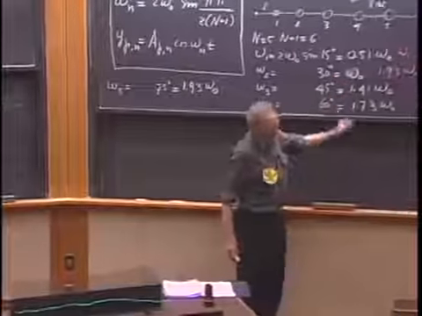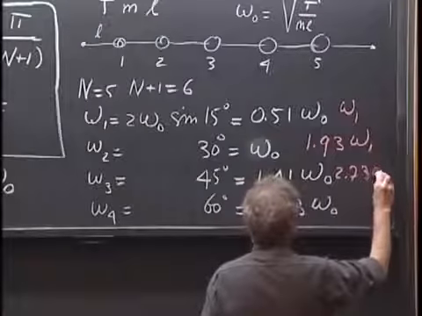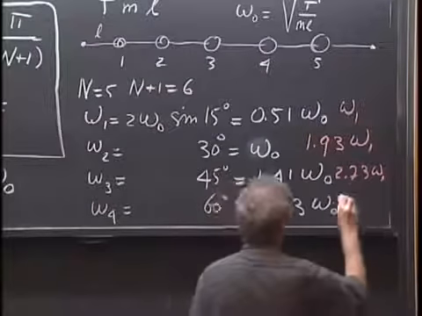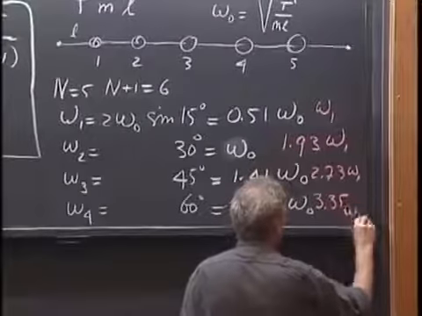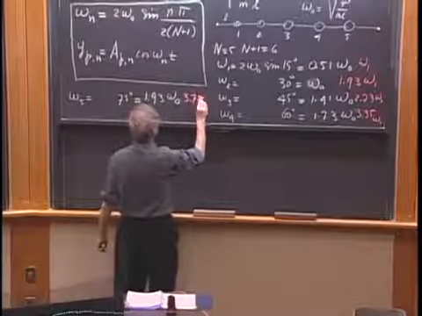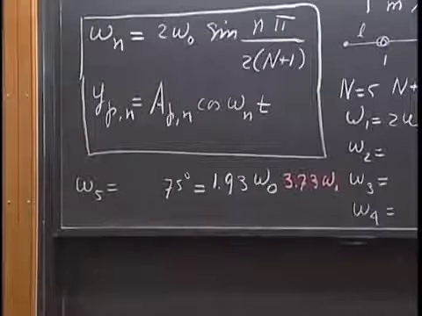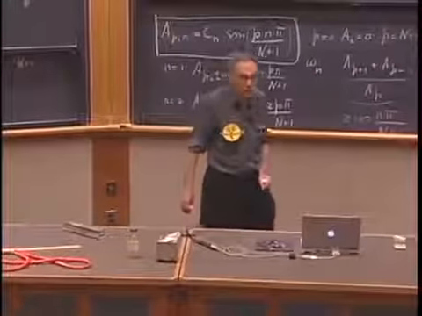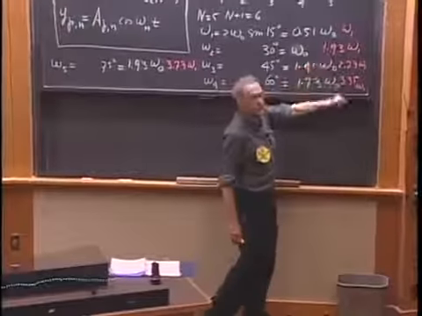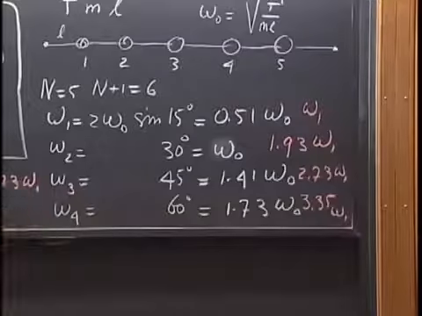If I take this one and divide it by that one, then I get 2.73 omega 1, and I take the next one, I get 3.35, and the last one then is 3.73. So the bottom line is that the ratios of these frequencies are not at all very nice numbers, as you may have expected, but the ratios are quite bizarre. 1.93 times higher than the lowest one, 2.73 times higher, 3.35 times higher, and 3.73.